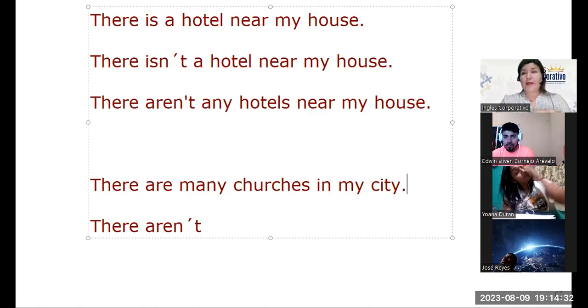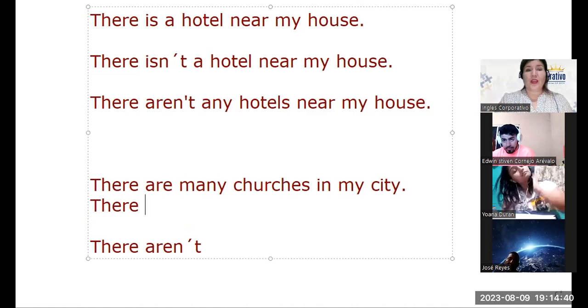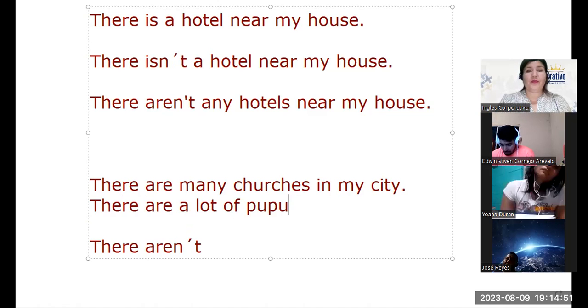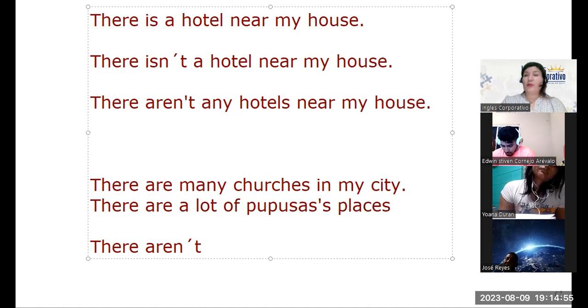Iglesias tenemos hasta para regalar, teacher. There are many churches. Or you can say, there are a lot of. ¿Qué significa a lot of? Un montón. There are a lot of pupusas places near my house. Right? There are a lot of pupusas places in my city, you can say.